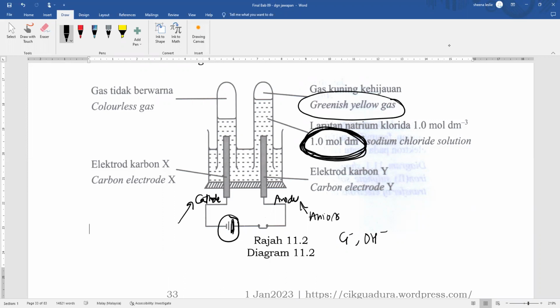Okay, so the next one, the cations. Who is going to my cathode? The cations. Who are there? What are my cations here? Na plus and H plus. Na plus and H plus. Okay, H plus.